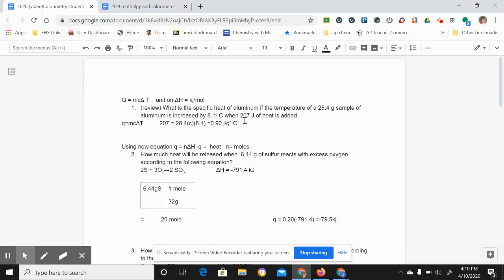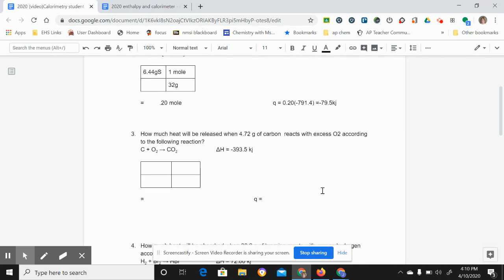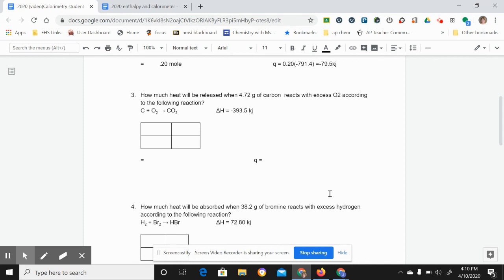Now, if you look at this delta H here, is this an exothermic or an endothermic reaction? It's negative, so therefore it is exothermic, right? So therefore it gets hot, and therefore heat is released. Okay, let's look at another problem. It says how much heat will be released when 4.72 grams of carbon reacts with excess oxygen according to the following equation.